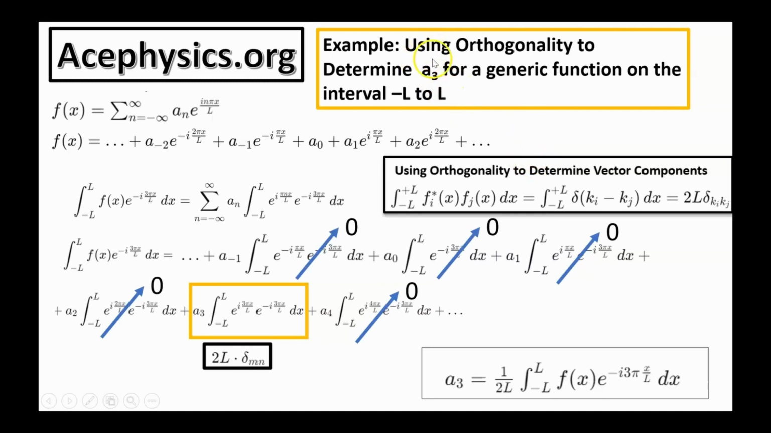I want to determine a3. In order to determine a3, I use the orthogonality. The orthogonality condition is that the integral from negative L to L of two of the basis functions equals 0 if they're different basis functions, and it equals a constant 2L if they're the same.